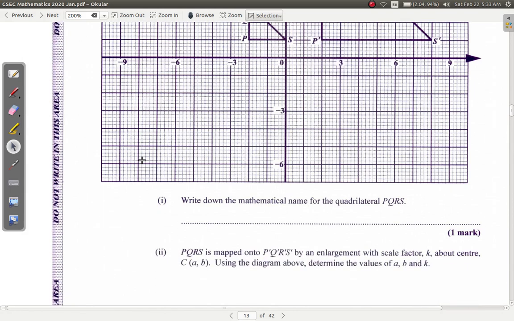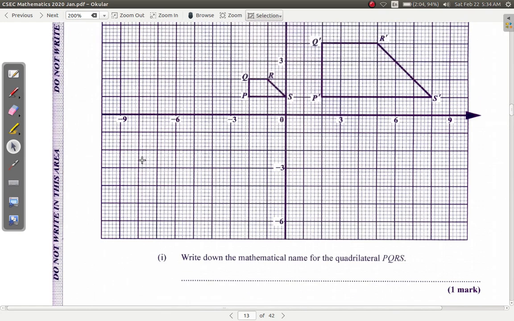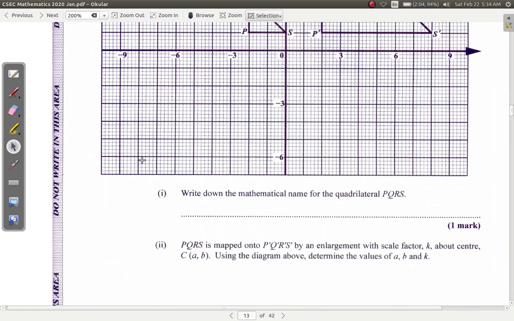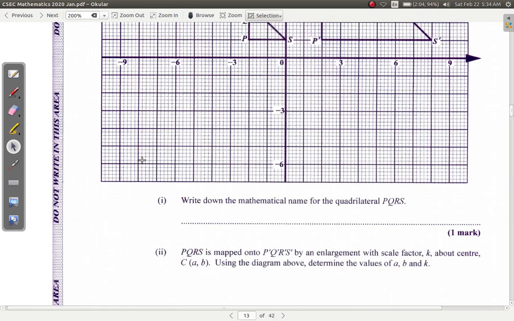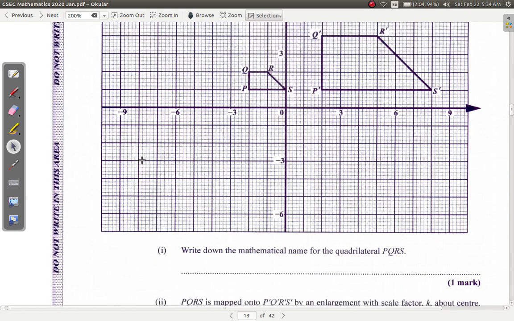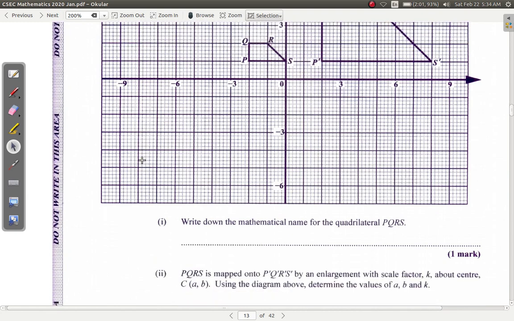PQRS is mapped onto P prime, Q prime, R prime, S prime. So that's the small trapezium mapped onto the big trapezium here by an enlargement with a scale factor K about center C. Okay. Using the diagram above, determine the values of A, B, and K.